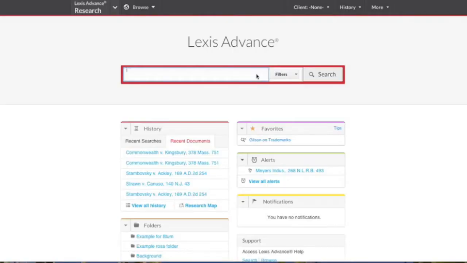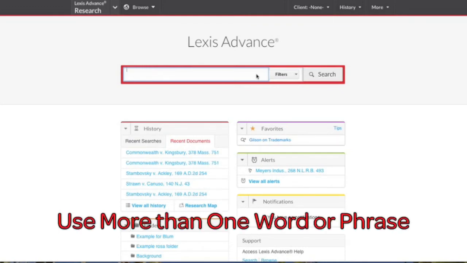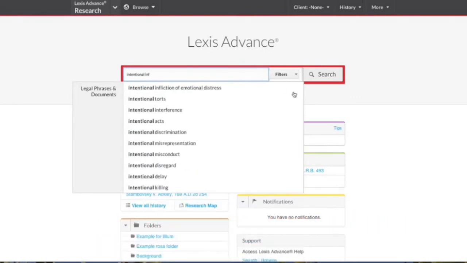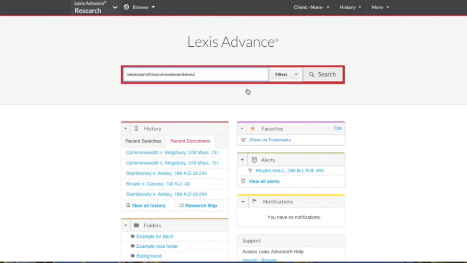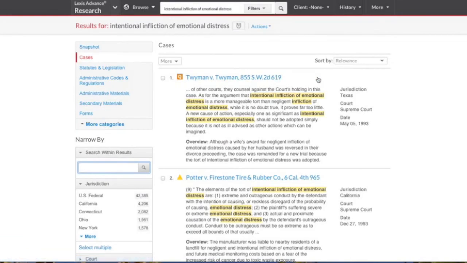You can go into Lexis Advance and you can run a search just like you would in Google, but here are some tips. Do not run a one-word search. So if I were to type in intentional infliction of emotional distress, the chances of it pulling up the exact case that I need or a case that's similar to my fact pattern is pretty slim. You're going to want to put in more information.